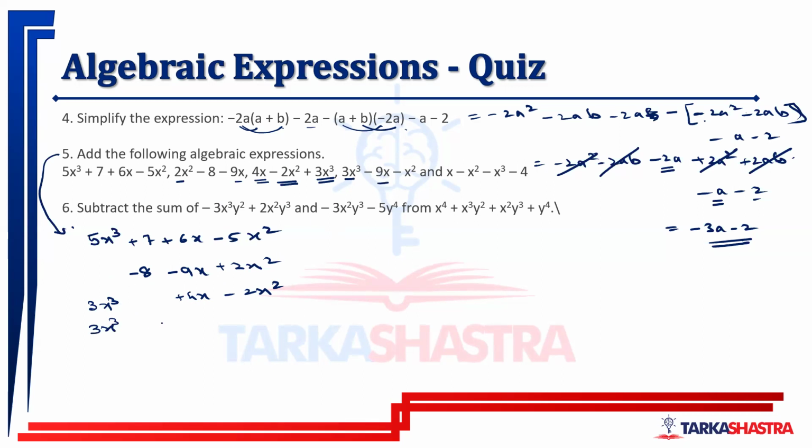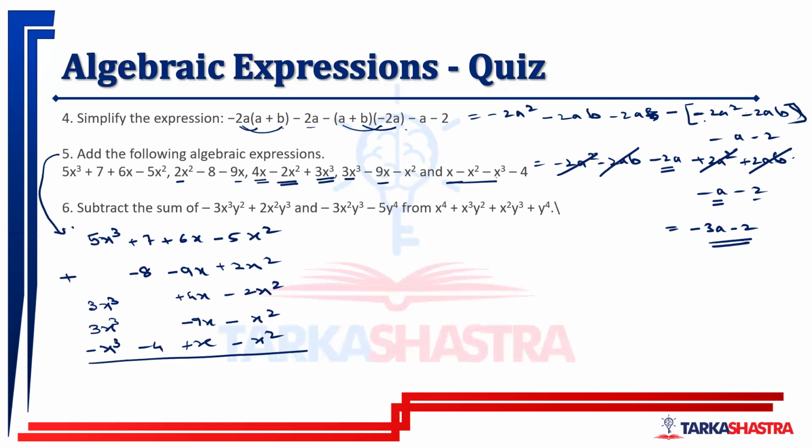Perfect. Then 3x cube again. Minus 9x. And minus x squared. Then we have x minus x squared. So we have positive x minus x squared, minus x cube, and minus 4. We simply need to add this.